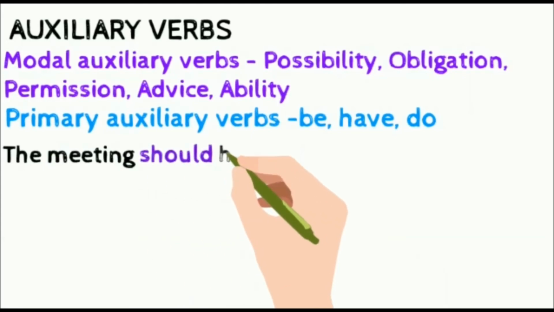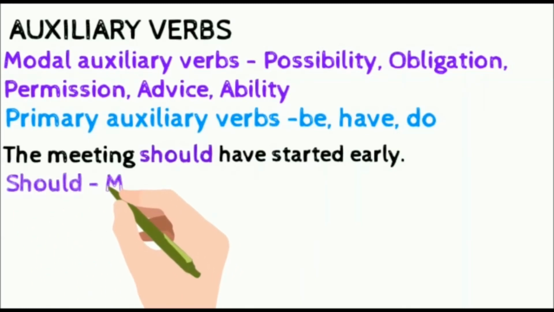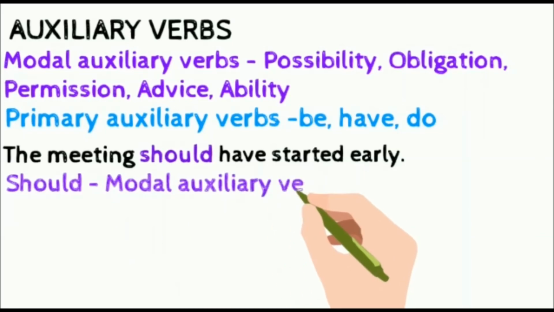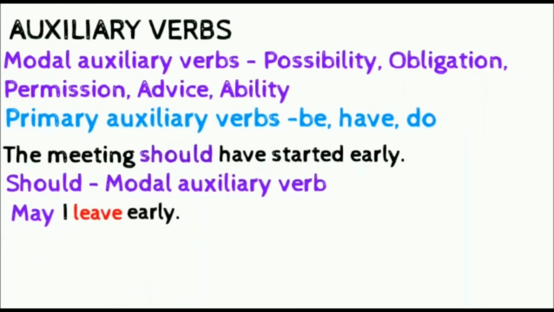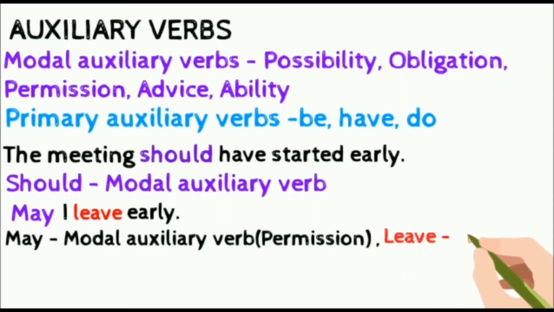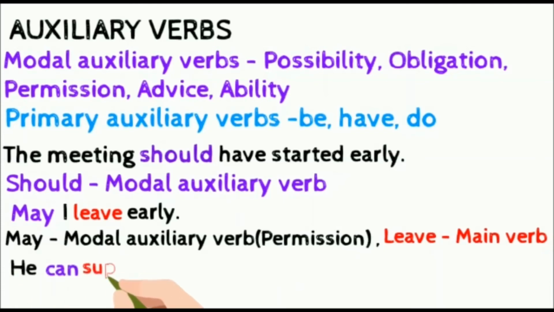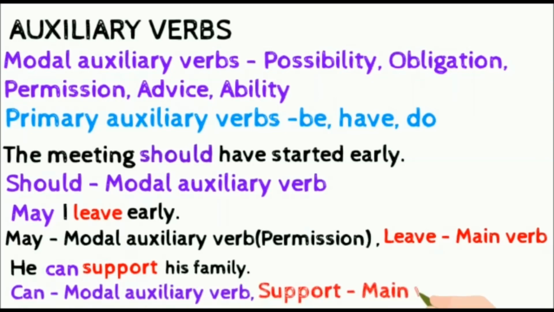Let us see a few examples. The meeting should have started earlier. Here, should is the modal auxiliary verb because it expresses an advice. The next example is: may I leave early. Here it's asking for a permission. Here may is the modal auxiliary verb and leave is the main verb. Next example is: he can support his family. Here can is the modal auxiliary verb because it is an example of an ability and support is the main verb.